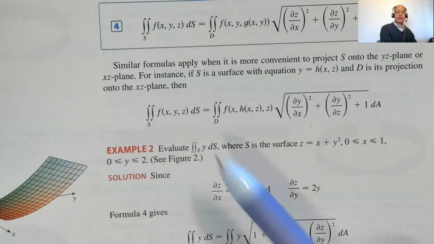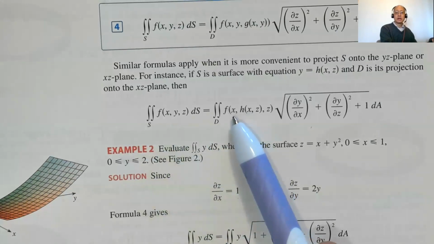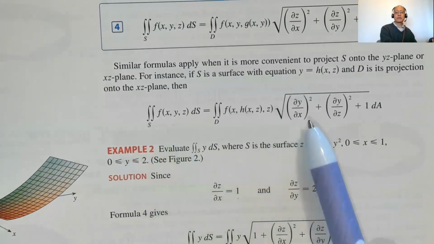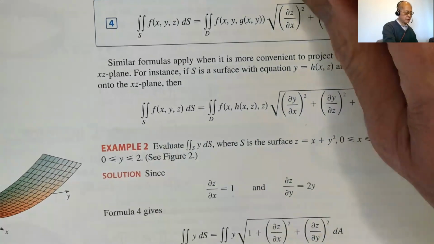What they're trying to show you over here is you could have y as a function of x and z, then equivalently, you change to h of x, z and square root of y sub x squared plus y sub z squared plus 1 dA. And likewise, you could have x as a function of y and z.